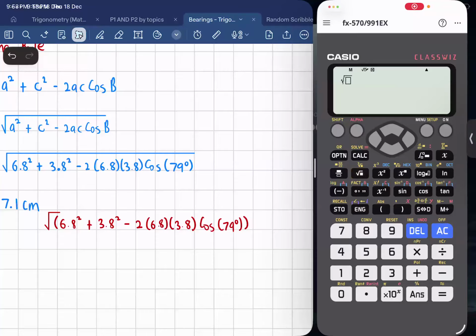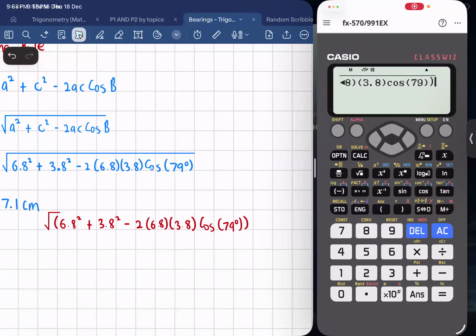So press the square root button. Open bracket. Then you're gonna put 6.8 squared plus 3.8 squared minus 2 open bracket 6.8 close bracket open bracket 3.8 close bracket cos 79 close bracket close bracket. Press equal, let me know what you get.